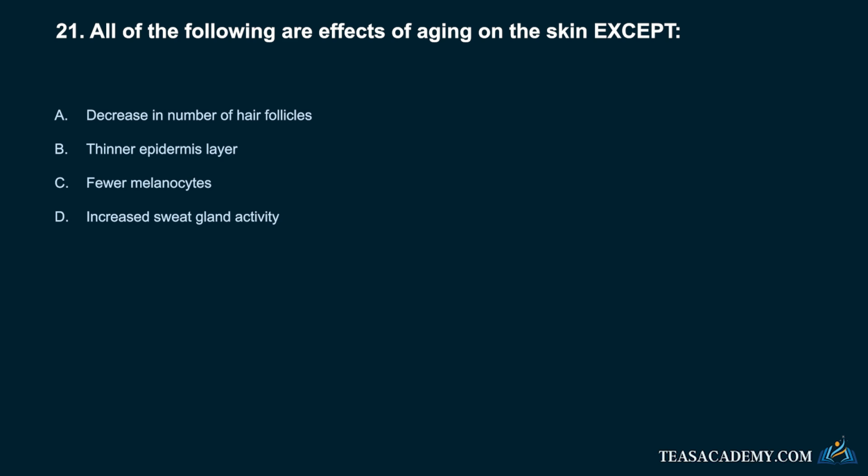21. All of the following are effects of aging on the skin except A. Decrease in number of hair follicles. B. Thinner epidermis layer. C. Fewer melanocytes. D. Increased sweat gland activity. Correct answer, D. Increased sweat gland activity.